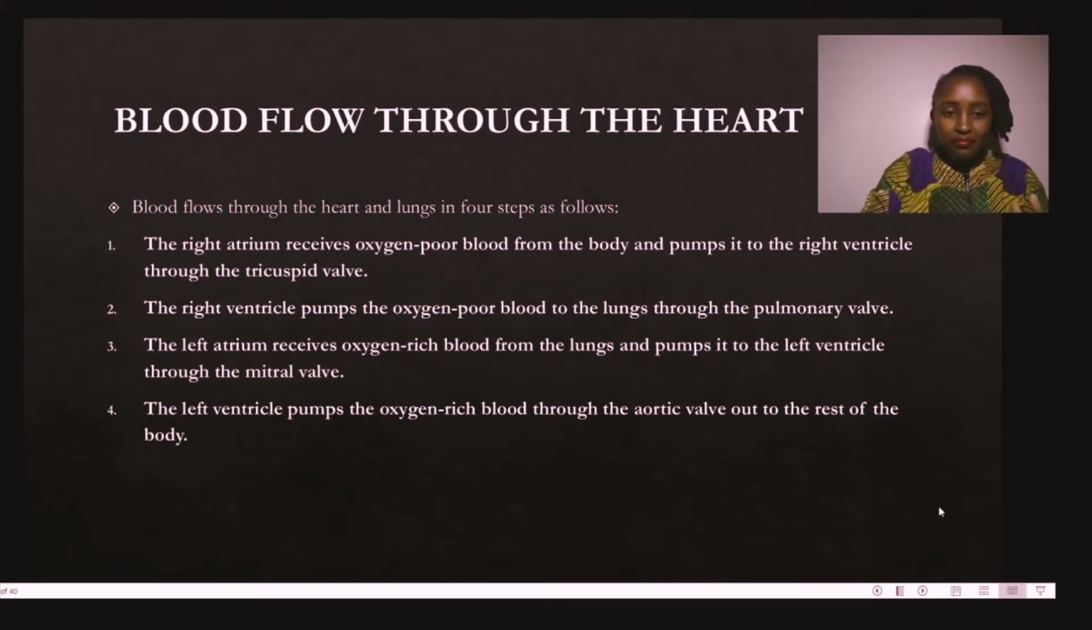So from the right atrium, the left atrium will receive the oxygen-rich blood, or oxygenated blood, from the lungs and pumps it to the left ventricle through the mitral valve.